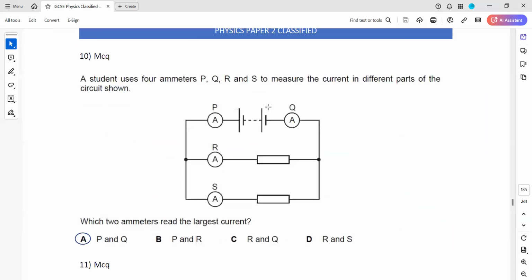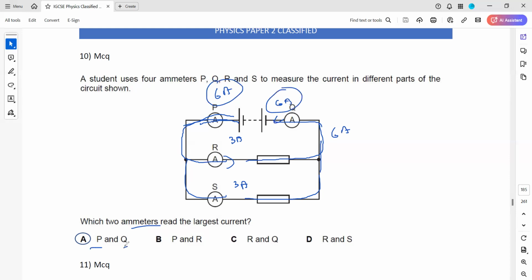A student uses 4 ammeters. Which ammeter reads the largest current? The total current which enters, you can take any number, say 6 ampere is entering. If they are identical resistors, 3 ampere will pass through the first one, the same 3 ampere will pass through the second one, and then it will rejoin again. So 6 ampere enters and 6 ampere will return. The same amount of current leaves and enters the circuit. So P and Q, A will be the right answer.